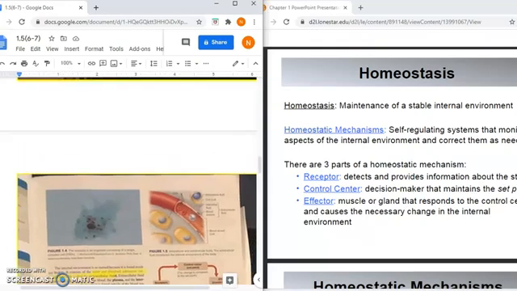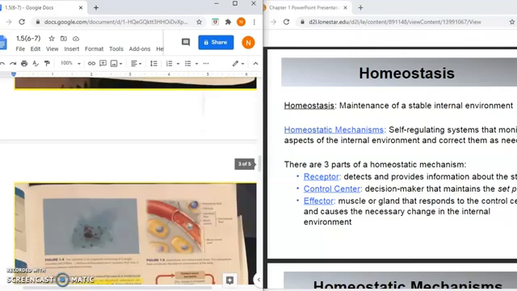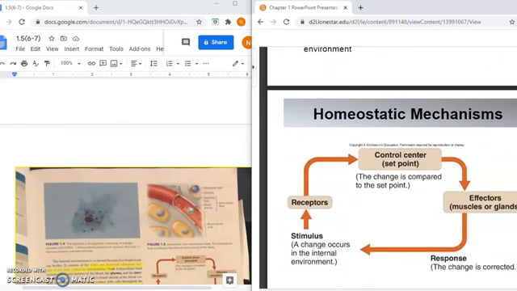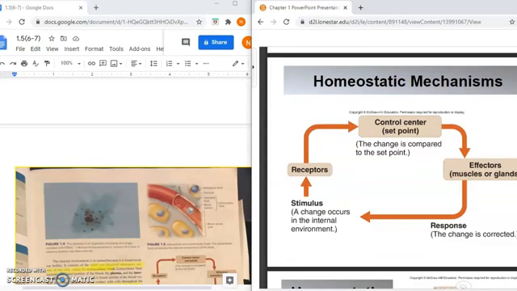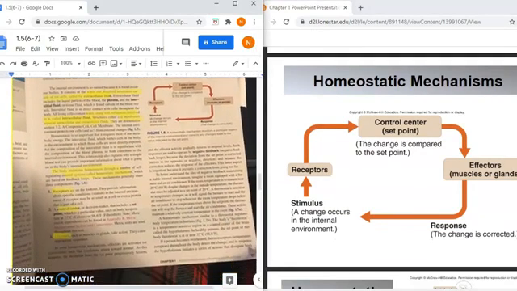So going back in the textbook up to this part right here in the highlighted portion, despite changes in the outside environment, homeostasis is important since it keeps the interaction of the cells in our body constant and balanced. So homeostasis is maintained through homeostatic mechanisms, which are self-regulating systems. There are 3 parts to the homeostatic mechanism.